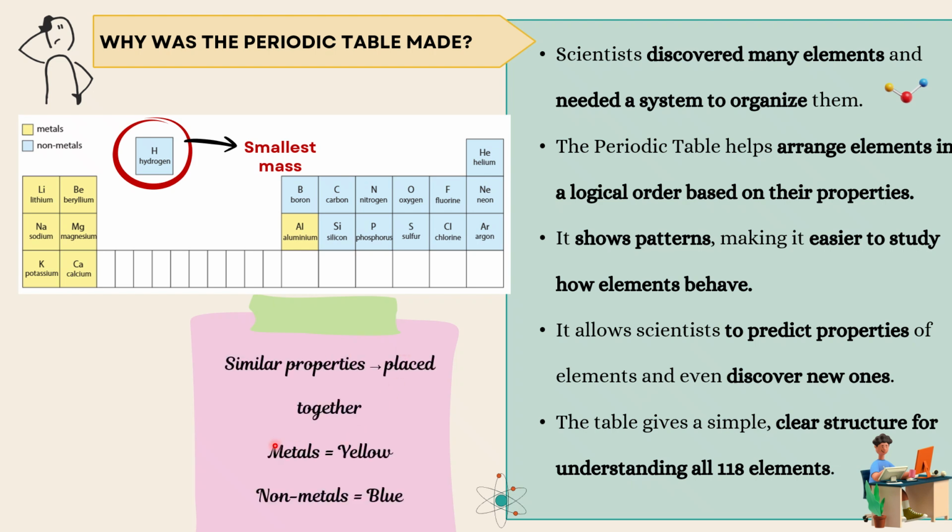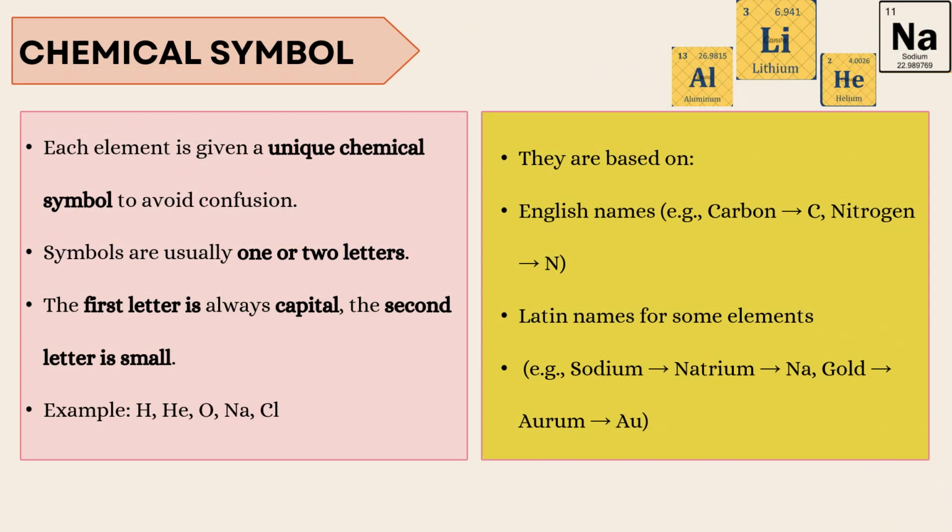Now, the next property is, as you can see in the periodic table, some elements are marked with yellow color, whereas the other ones are marked with blue color. What is the difference between them? Well, the difference is very simple. Yellow colored elements are the metals, and blue colored elements are the non-metals. So this is how we arrange them in the periodic table. Just by looking at the color code, you will be able to identify the metals and non-metals in the periodic table.